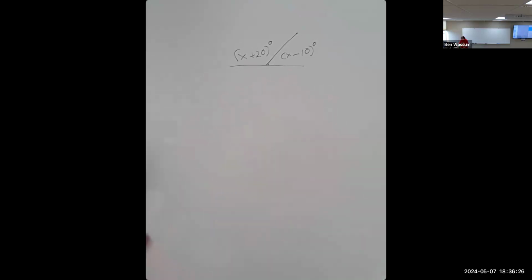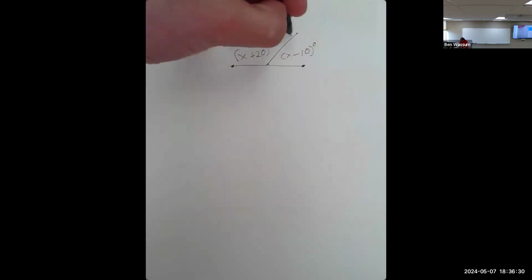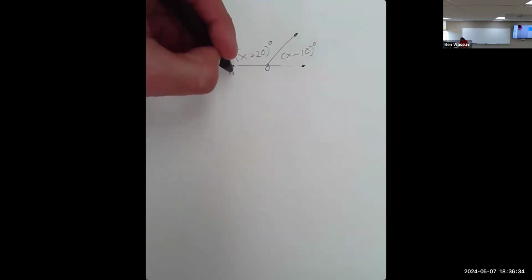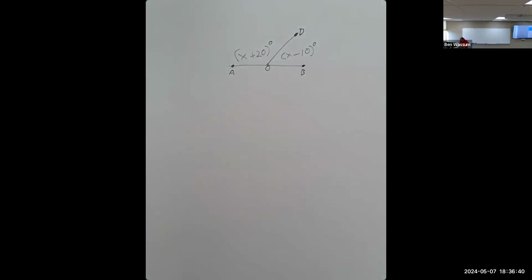Basically, you have that going on. Then we have some points. Pretty sure this is O for origin, but whatever. There's D or C, I don't know, they just kind of dropped it. So we got this going on, and it says they are supplementary. They're supplementary if they add to 180 degrees. So how can I solve this?